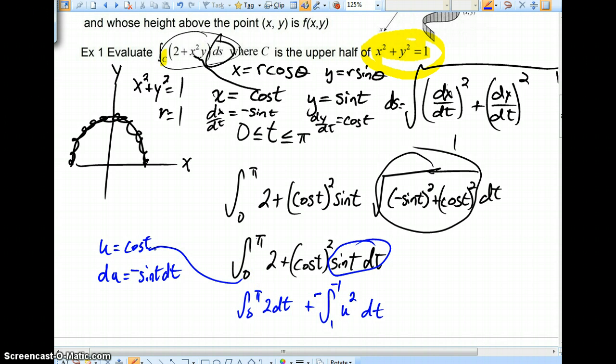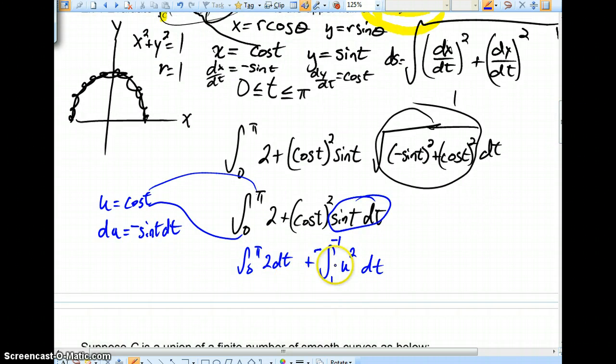Plug in a 0. Cosine of 0 was 1. Cosine of pi was negative 1. By the way, if you'd like to, you could just change that negative back into a positive and keep it nice and simple. Oh, and forgive me, that's no longer a dt, is it? That's going to be a du. Right here, you could say this is 2t. We're going to evaluate that between pi and 0. You could say, hey, that's 2 pi.